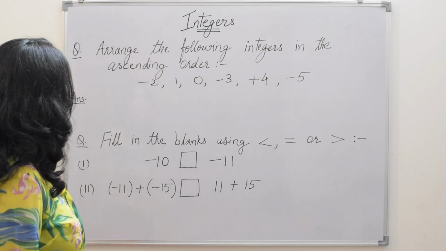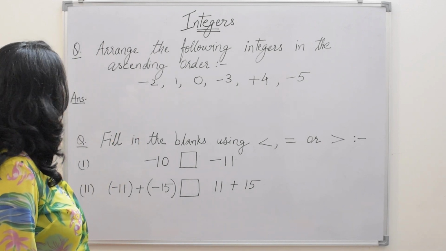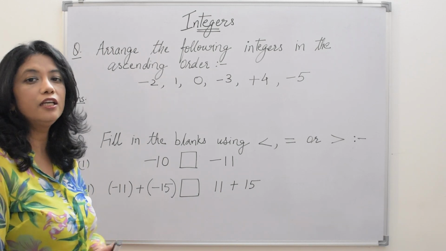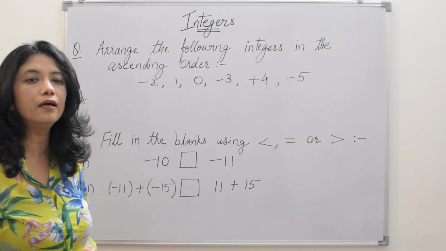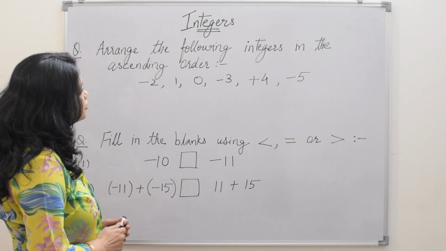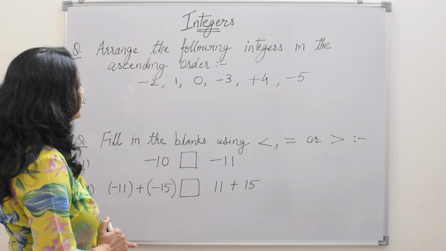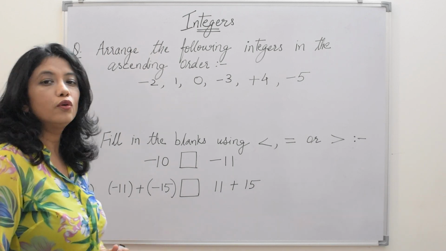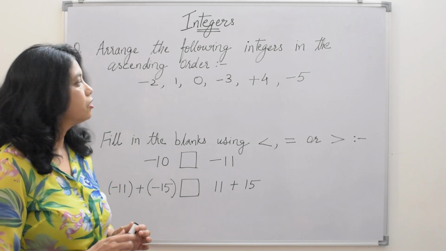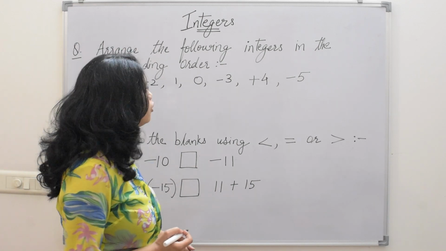Let us see this question. Arrange the following integers in the ascending order. Ascending order means from smaller to bigger. So here we have some positive numbers and negative numbers. We know that negative numbers will be smaller. Let us place these numbers in the ascending order.